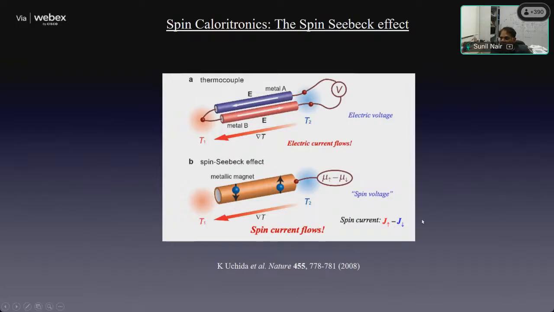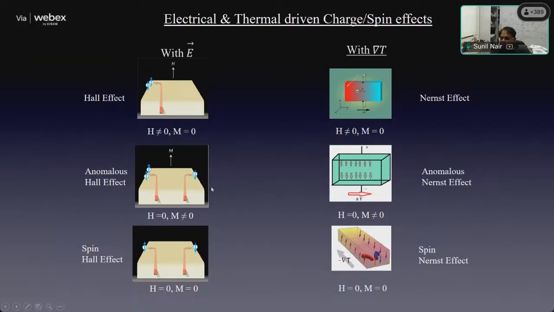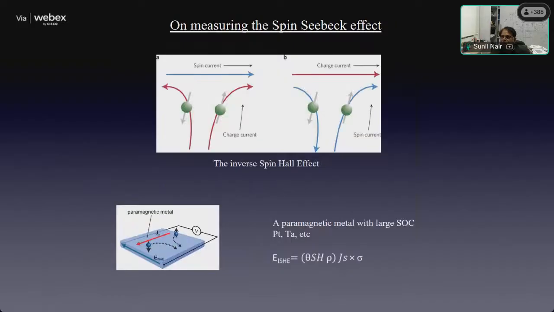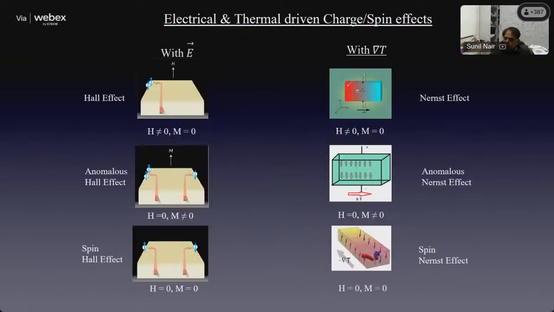Now, the problem is we are used to measuring electrical signals. How does one measure a spin current? As I said, you have an asymmetry in the number of up spins and down spins on either side. This is all fine, but how does one measure it? The way to measure it is through something known as the inverse spin Hall effect. I have shown you the spin Hall effect in one of my earlier slides. Here, this is a non-magnetic metal which has large spin-orbit coupling, and it basically gives me a differentiation between up spin and down spin.